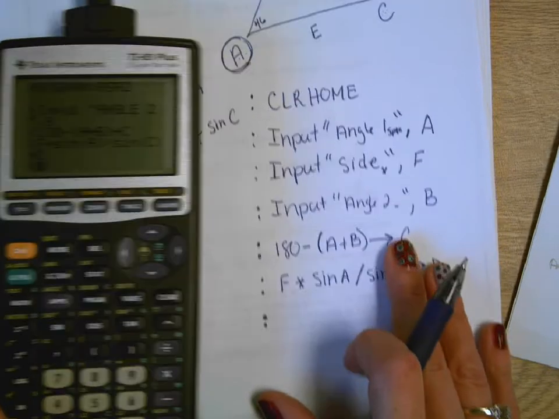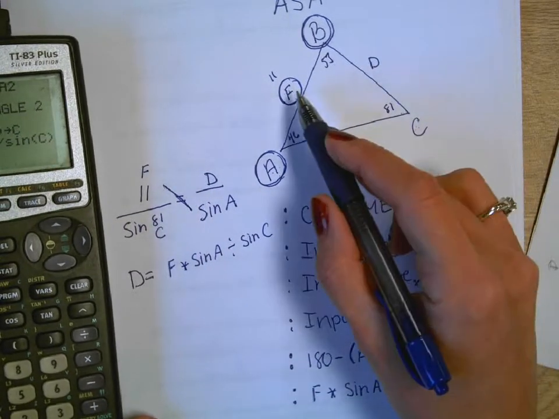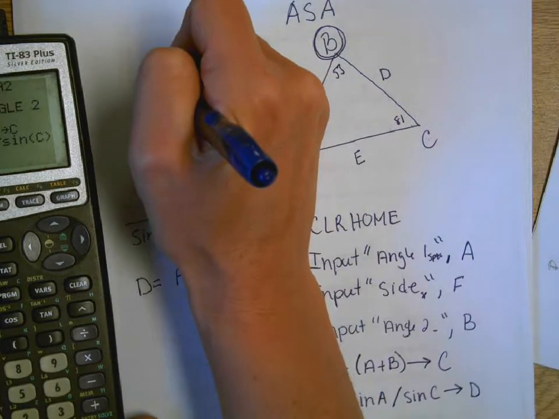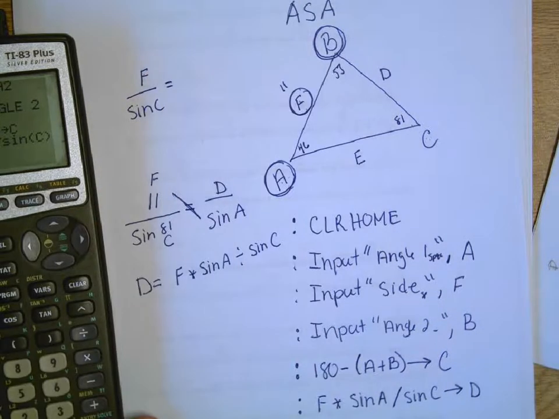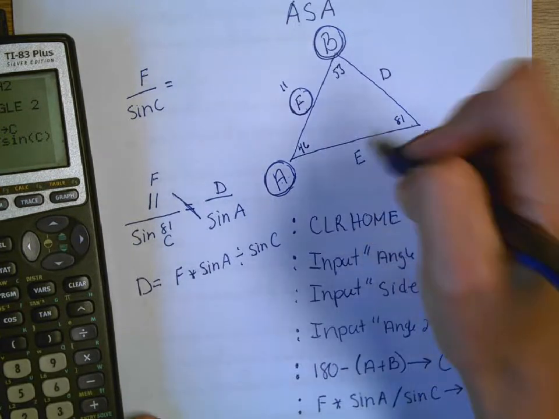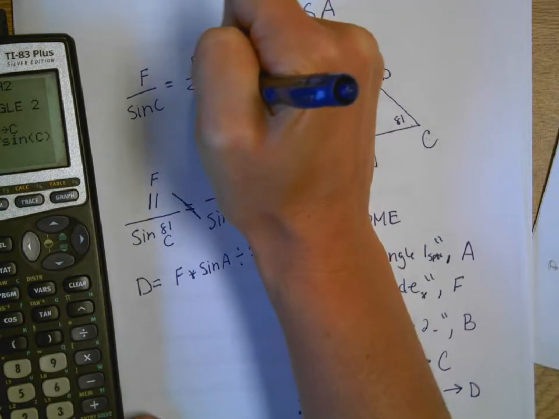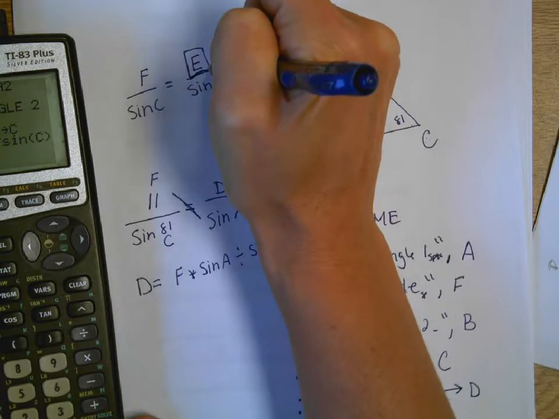All right. What's the last part of the triangle I have to find? E. I've got to find E. So I'm going to set up the same proportion: F over sine C. What's my other proportion, with letters? It will equal E over the sine of B. This is what I want to solve for, E.